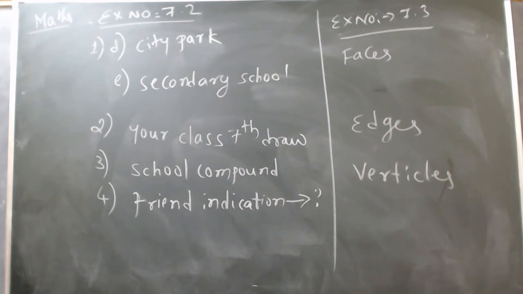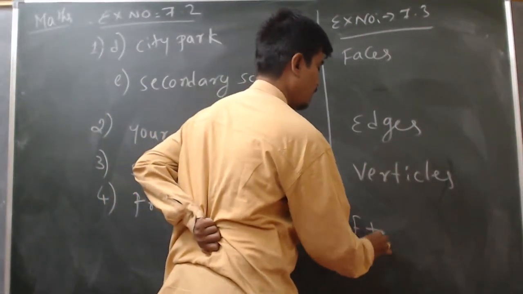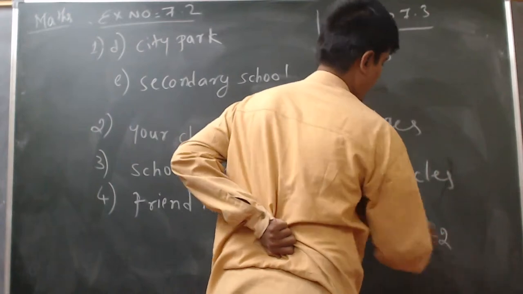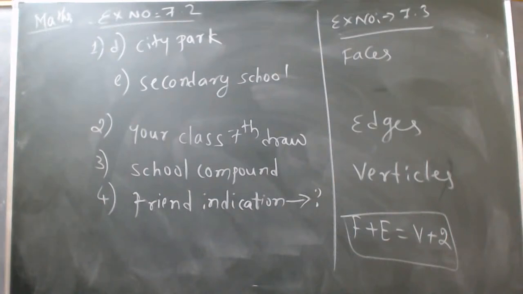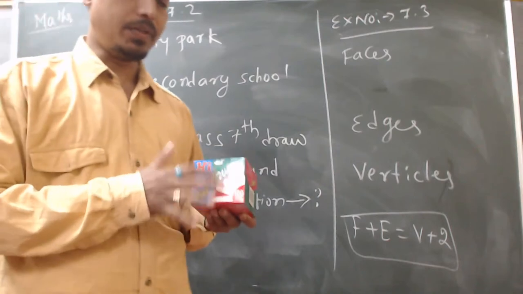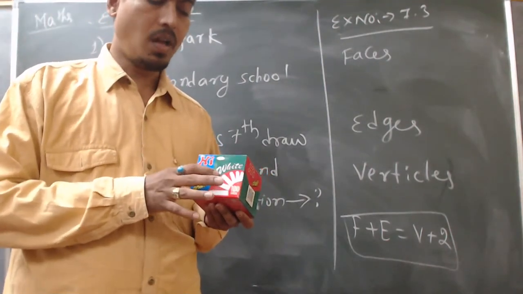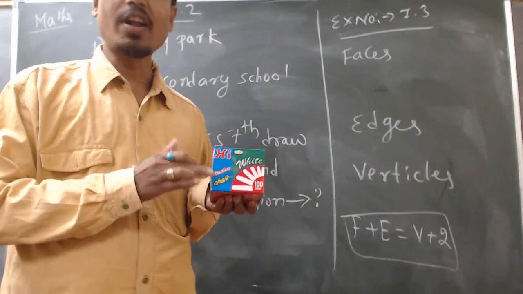What is Euler's formula? It will balance the figure: F plus V equals E plus 2, that is, F plus V minus E equals 2. It is the standard Euler's formula. It is applicable for all solid figures which are polyhedrons. So I will first explain faces. As I showed yesterday, the plane surface of a solid figure is called a face, and where two faces meet, it is called an edge.